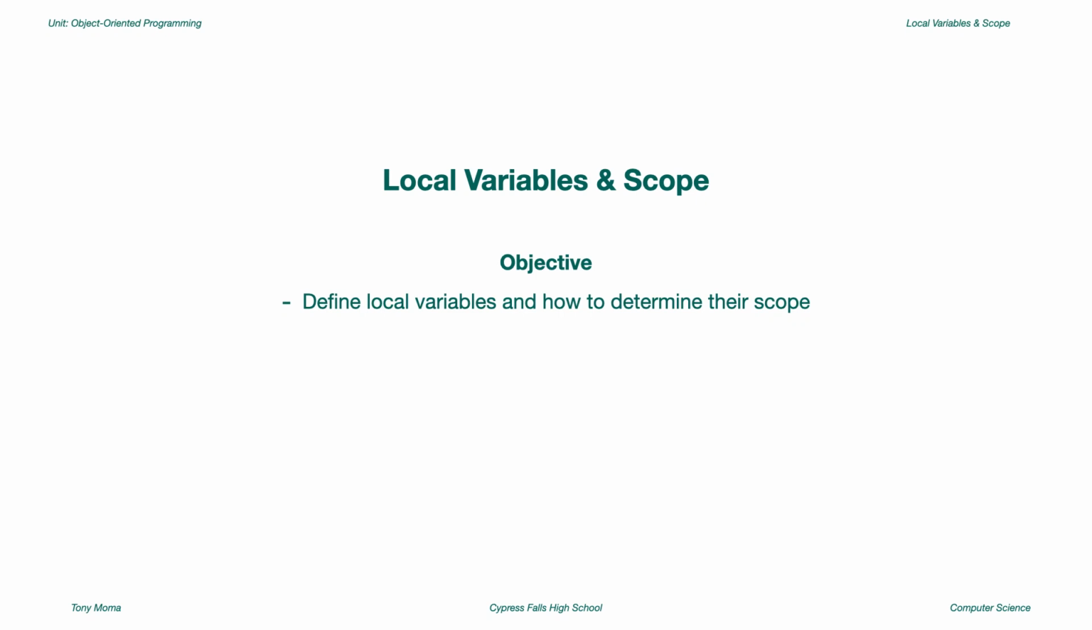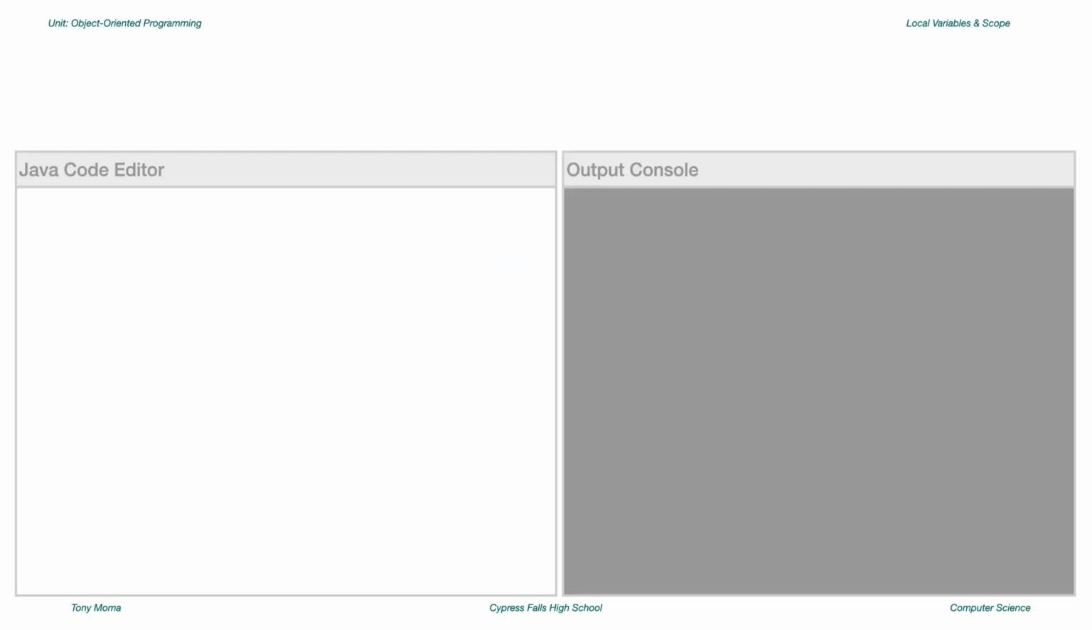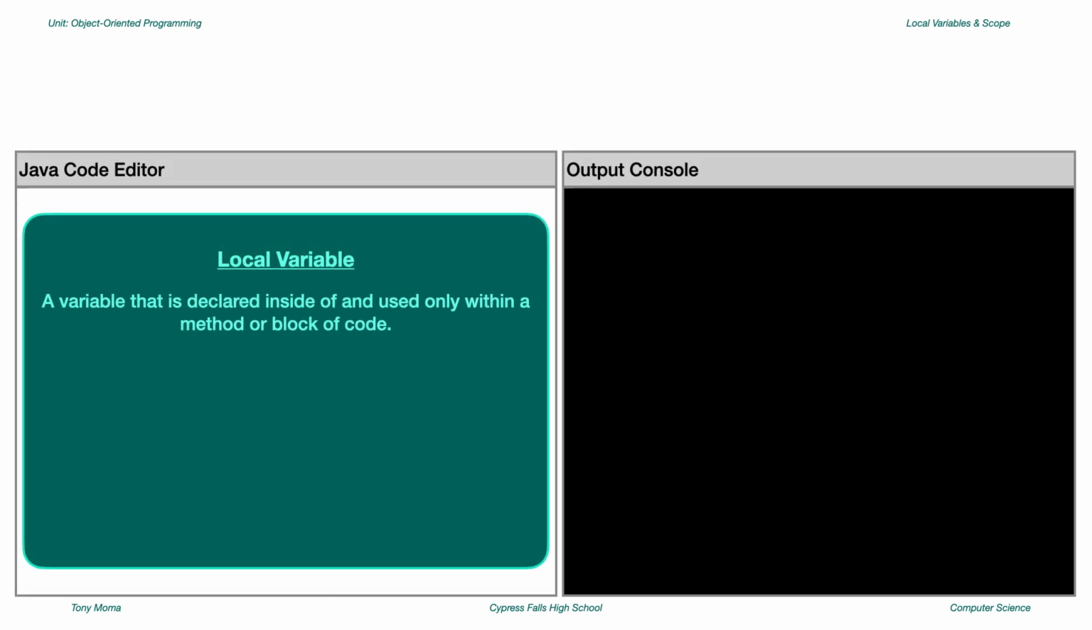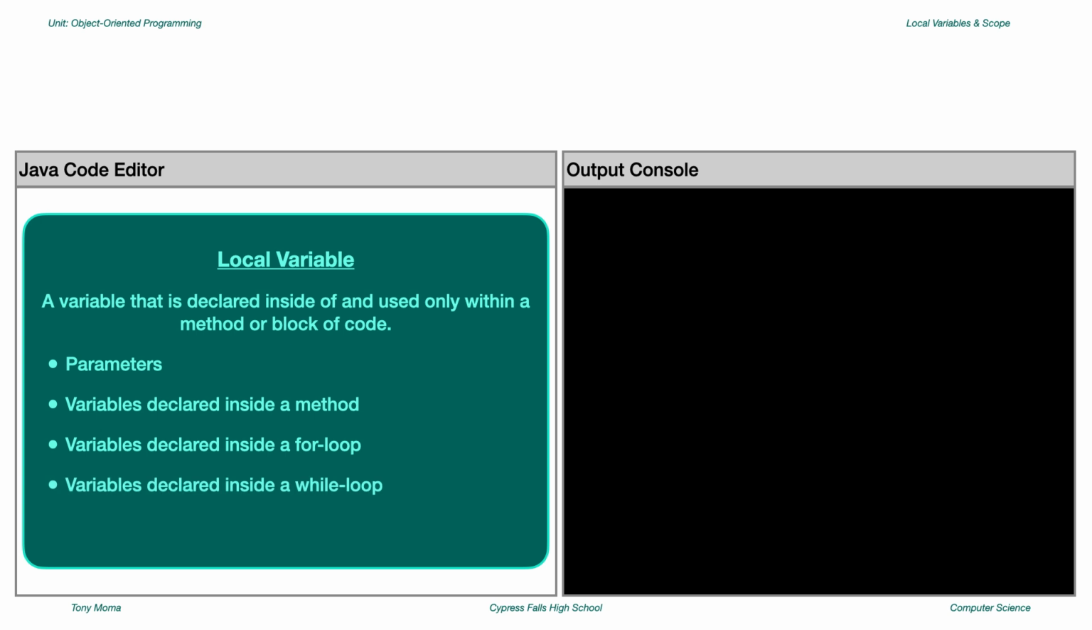Local variables and scope. In this video, we will define what local variables are and how to determine their scope. A local variable is a variable that is declared inside of and used only within a method or block of code. Examples include parameters, variables declared inside a method, variables declared inside a for loop, variables declared inside a while loop, and variables declared inside an if statement.